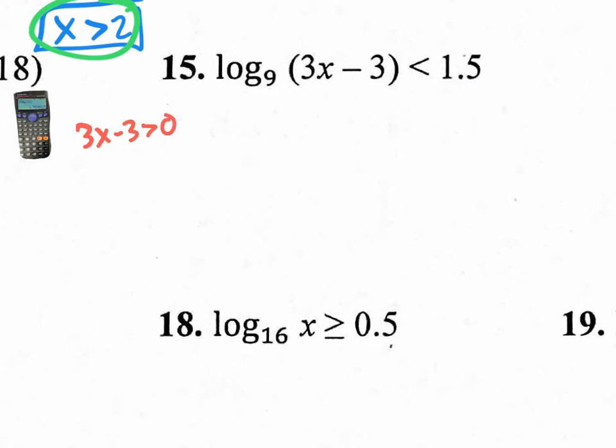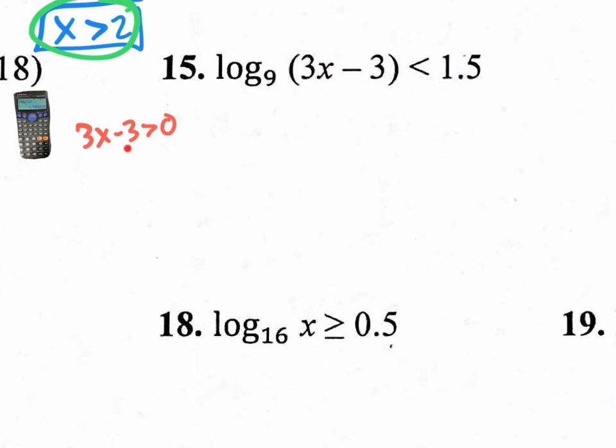Now, think about it, guys. If you try on your calculator to do common log of negative 2 or common log of negative 10, it's going to say error. It doesn't work. Even if you say log of 0, it's not going to work. So we know that it has to be greater than 0. That's the only way you're going to be able to actually do the log, if you're taking the log of something that's greater than 0.